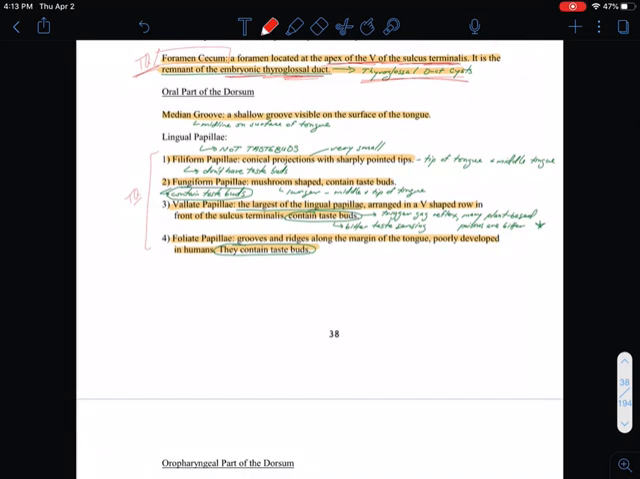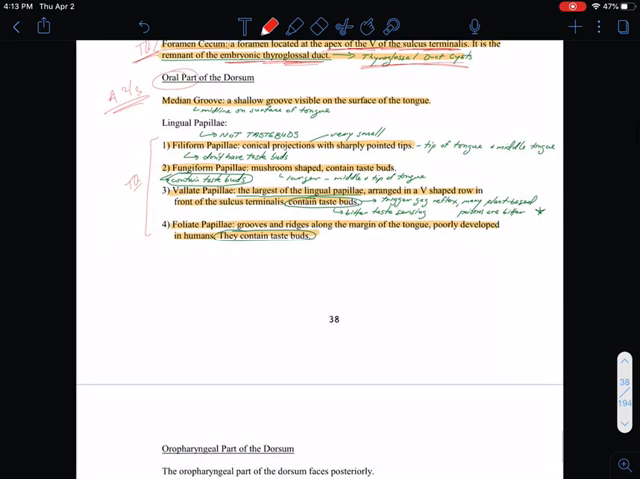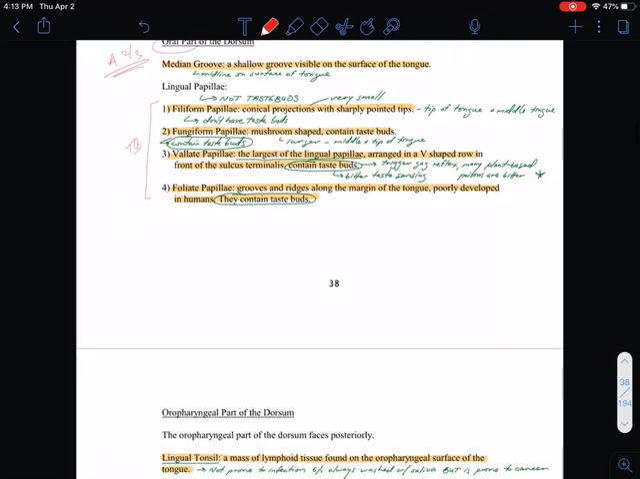Next, we're talking about the oral part of the dorsum. Oral, that's the anterior 2/3. We have a median groove, which is a shallow groove visible on the surface of the tongue, just running down the midline. Next, we get into our papillae.